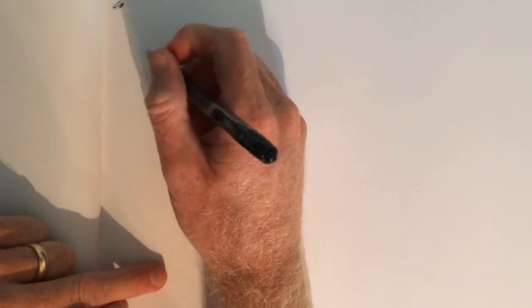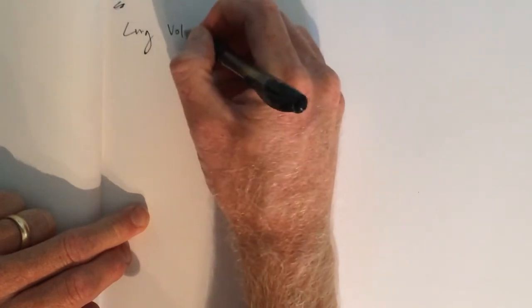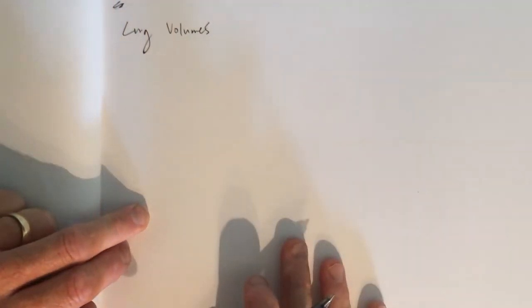Great. So today I'd like to talk about the volume of air that goes into and out of the lungs as you breathe. So we can just title this Lung Volumes. There's all this terminology that describes how much air goes into and out of your lungs during normal respiration and during abnormal respiration.